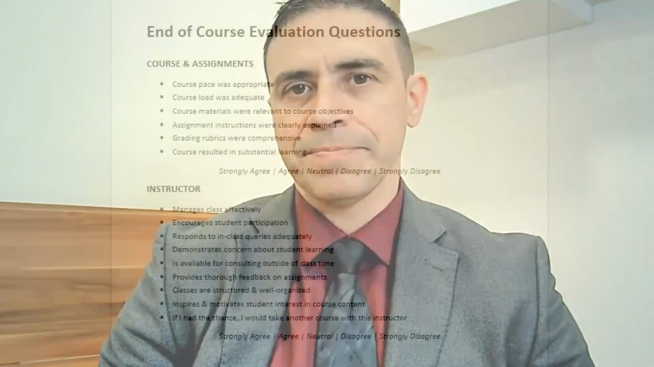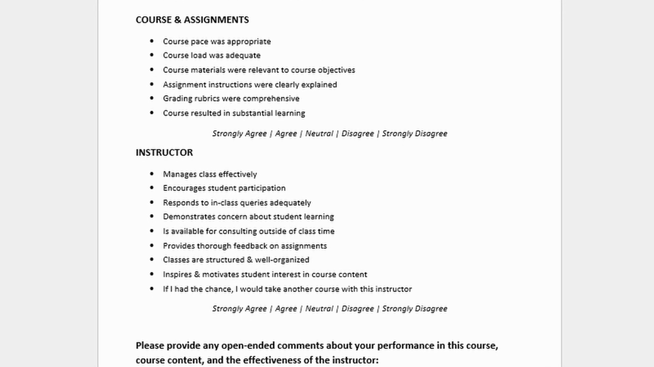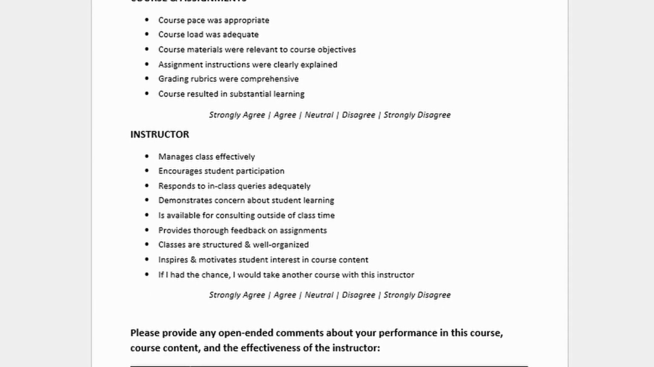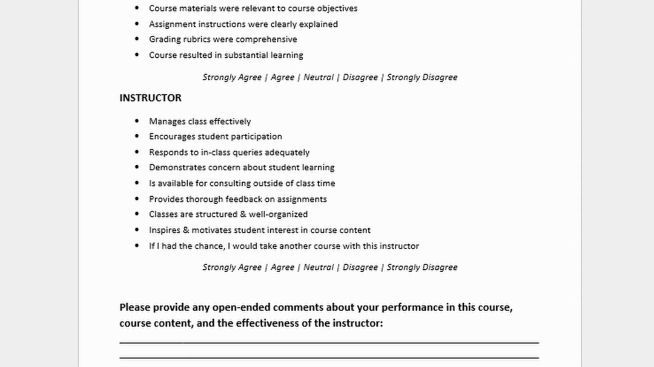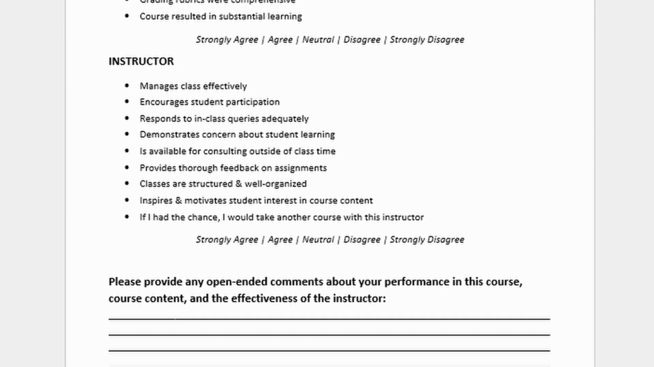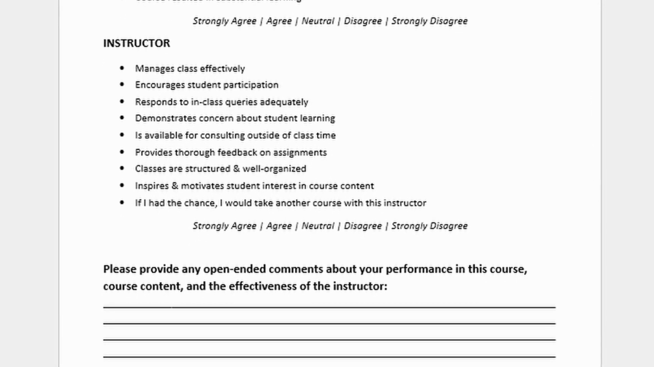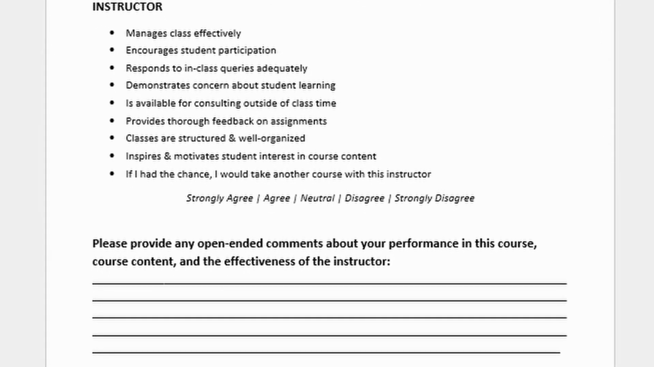So I have one here. And you can see how this is broken up, dealing with the course and assignments, as well as the instructor specifically. And then at the end, there's a section for any free comment that a student might have. Generally, this is what's presented in end of course evaluations. And usually there's some sort of Likert scale going from strongly agree to strongly disagree.